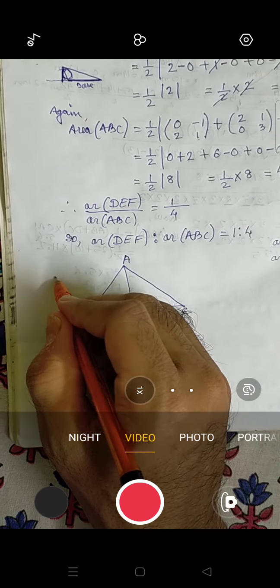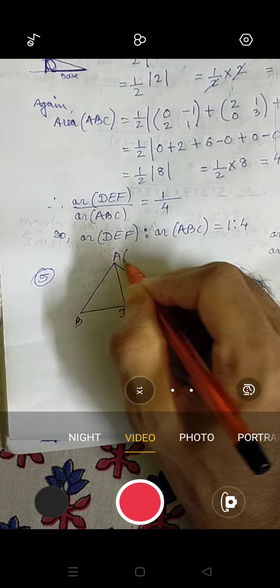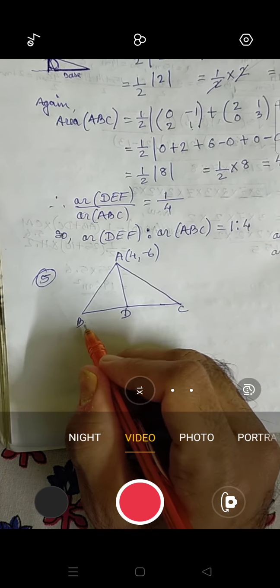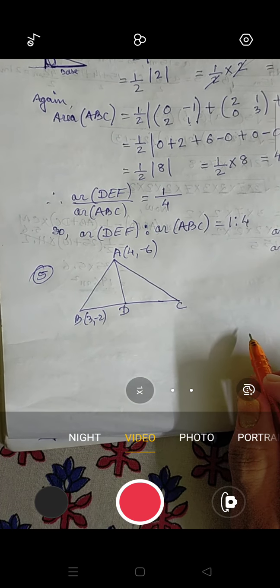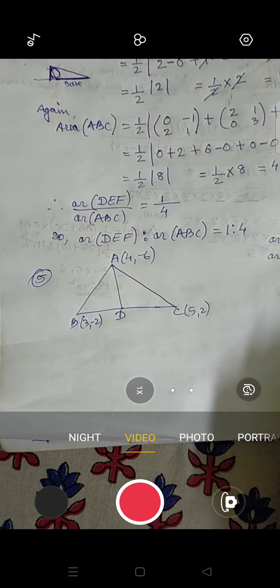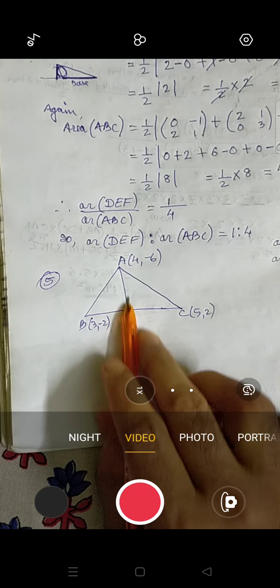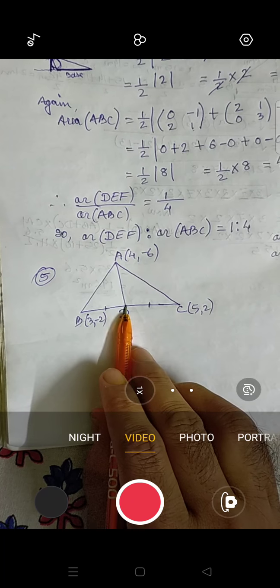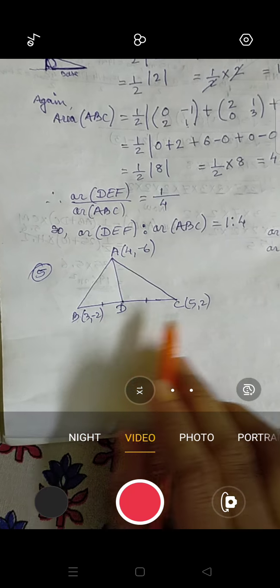This is number 5, I believe. Yes, 5. The coordinate of A is given as 4 comma minus 6. B is 3 minus 2. And C is 5, 2. Any problem? Now we know that D is the midpoint. That means AD is the median, so D will be the midpoint. So this will be equal to this. If this is the midpoint, we can easily find the coordinate of D by using the midpoint formula.